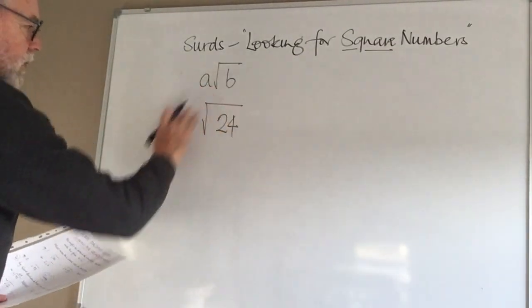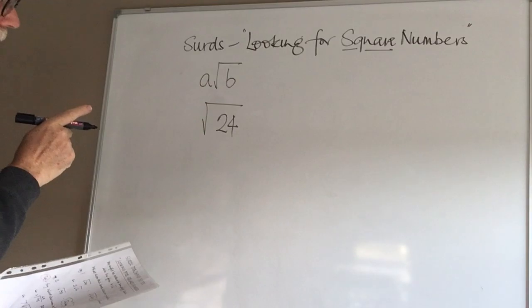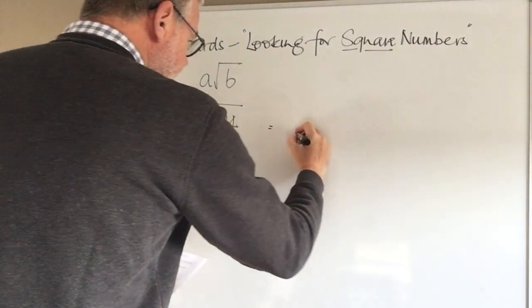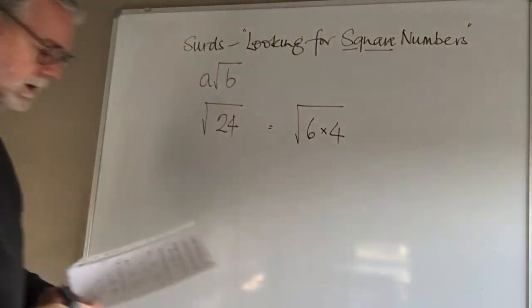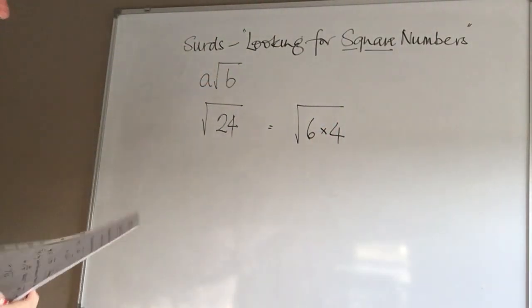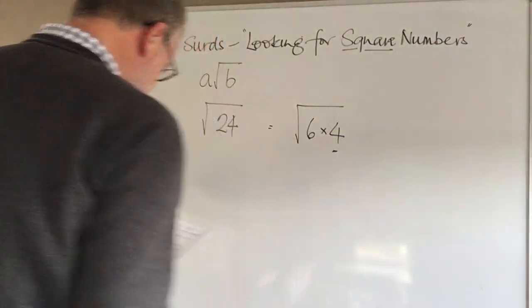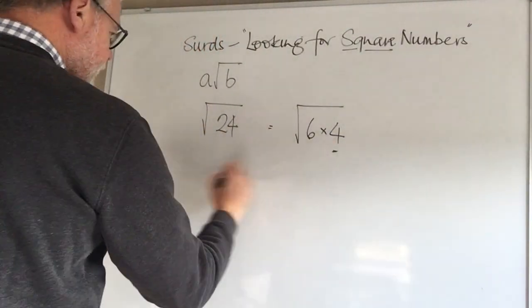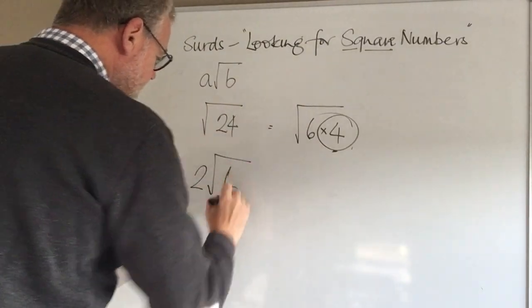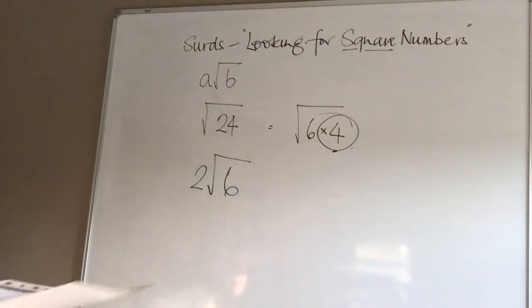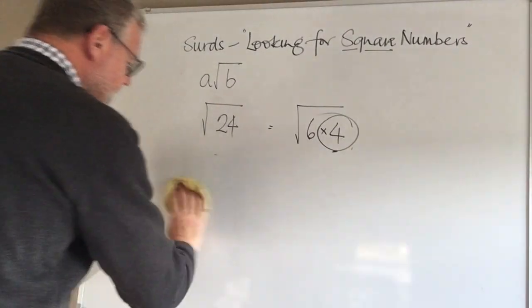So I want to be looking at that and thinking, can I spot the potential for a square number in there? And the answer is, if I simplify that, I could write it as 6 multiplied by 4, and we know therefore there's our square number. So when we square root that, we put the number on the outside, and so that would give us 2 root 6.